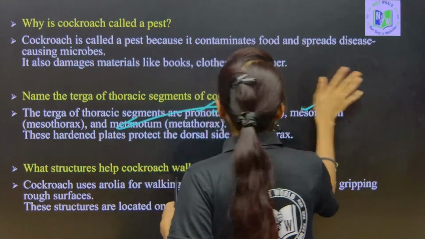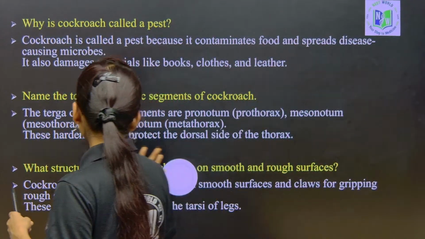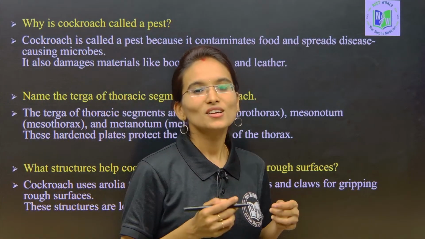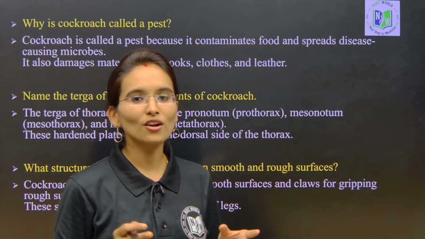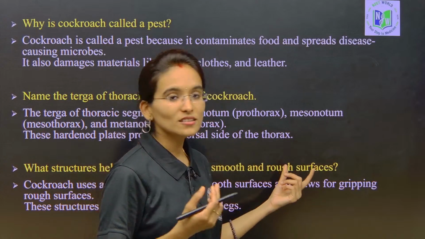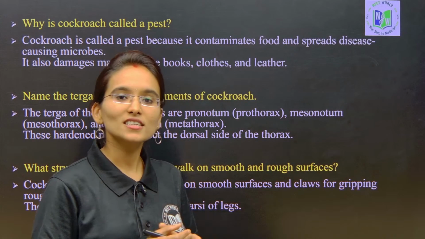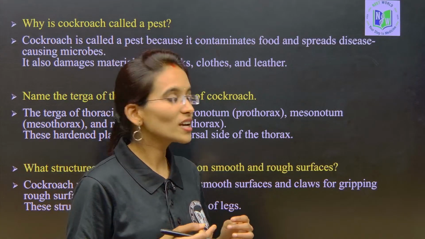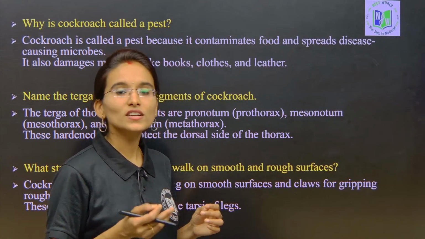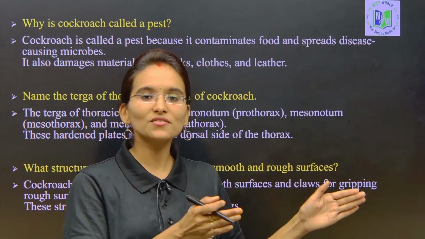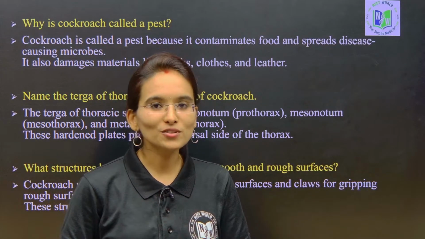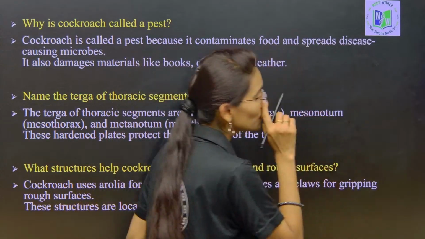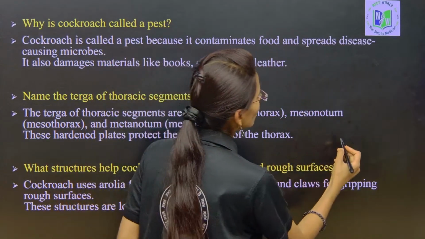Next one, look into this. What structures help the cockroach to walk on smooth and rough surfaces? Just now I told all of you that questions from the legs are most important: how it moves, how it runs, and what the nature of the cockroach is when it comes to locomotion on rough surfaces as well as smooth surfaces. So it is most important.